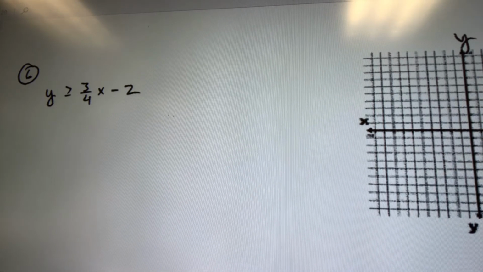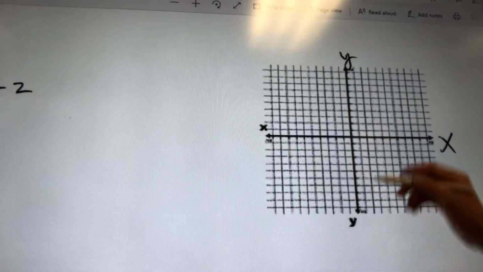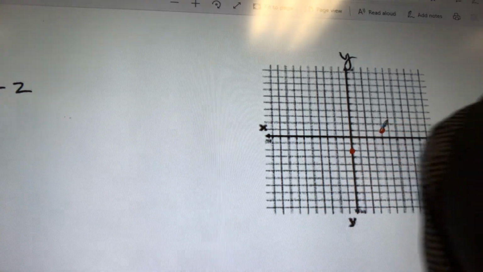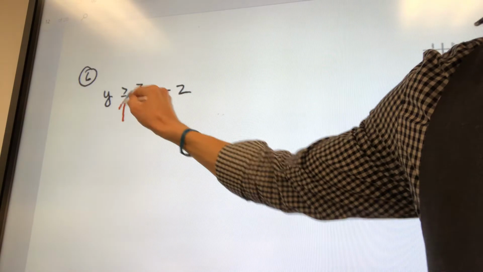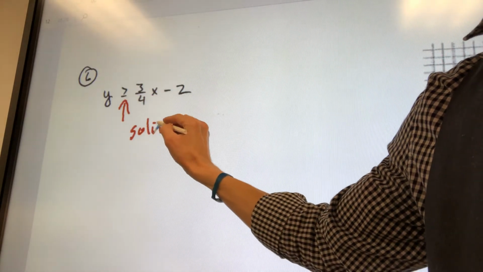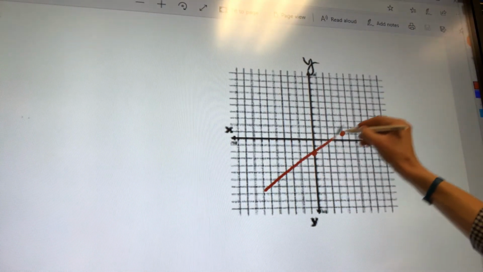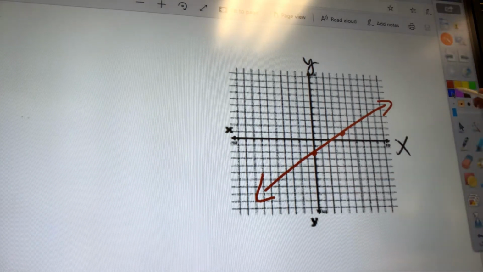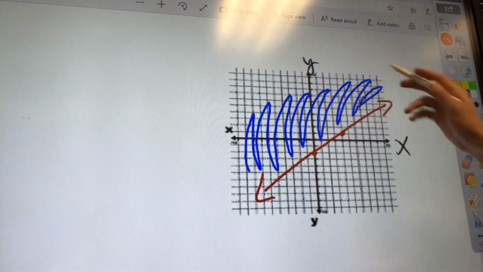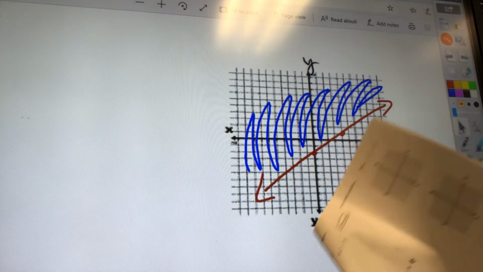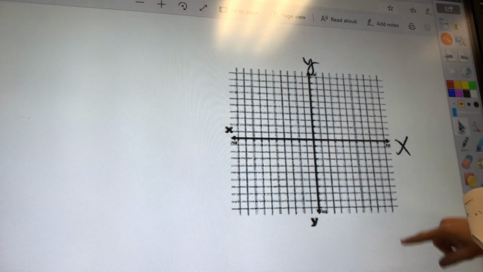Let's do number 6. Negative 2 is the y-intercept. My slope is 3/4, so up 3. 1, 2, 3, 4. Greater than or equal to, that is a solid line. And greater than or equal to means I am going to shade above. When it is in slope-intercept form, you can trust that inequality sign. Whereas, we're going to take a look on the next page, number 8.